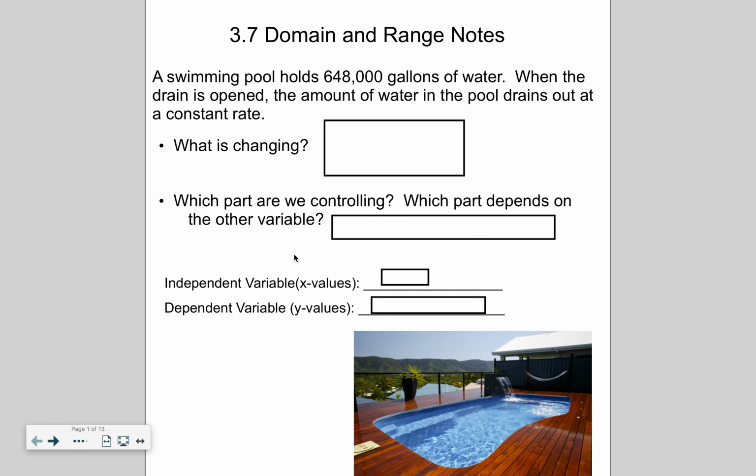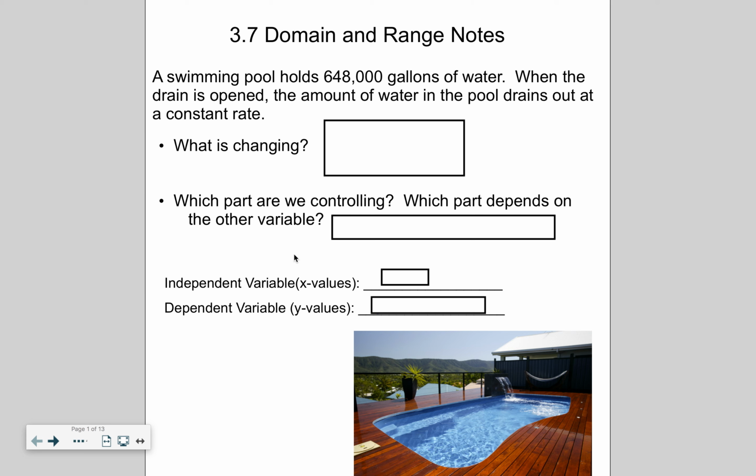Okay, these are the notes for domain and range. It's keeping with our linear equations that we've been doing for a while. So here we have a swimming pool holds 648,000 gallons of water. When the drain is open, the amount of water in the pool drains out at a constant rate.